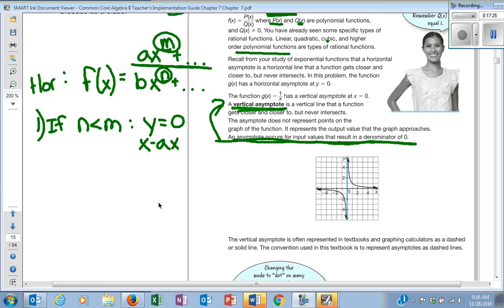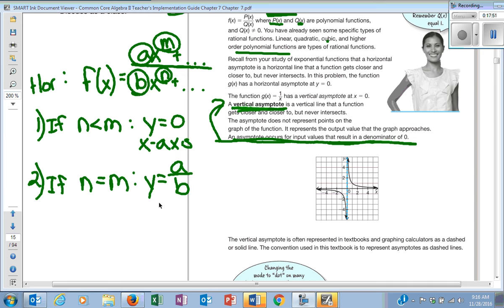You have this thing that will appear. 2, if n is equal to m, that means that the power on the bottom is the same as the top power. Then you have an asymptote at y equals a over b. And notice a is the coefficient of the highest power in the top divided by the coefficient of the highest power in the bottom. So that is where your horizontal asymptote will happen. And remember, y equals lines. Horizontal means these are all lines that are going across straight like that.